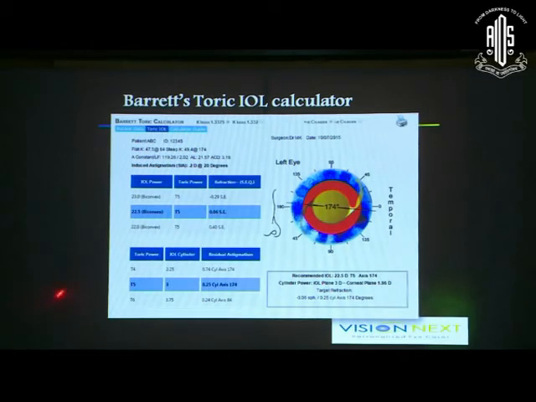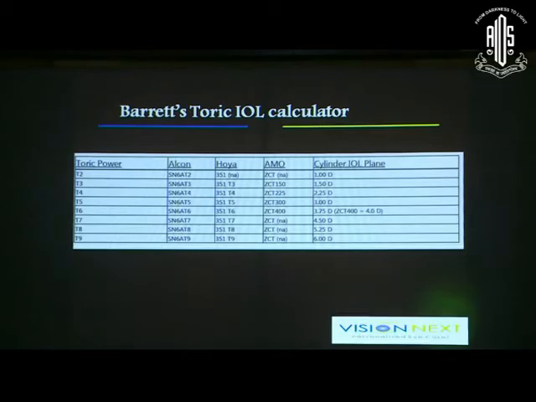So this is how it gives us the IOL. It will give you the spherical part, it will give you the toric component, it will also give you the residual toricity that's going to be there. So Barrett's toric calculator, you can go for either of them. So if it gives you a T5, you can go for whichever company you want. So it's all in one calculator here.